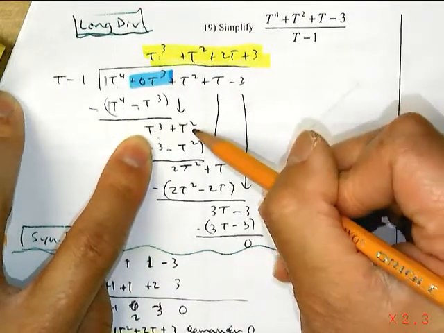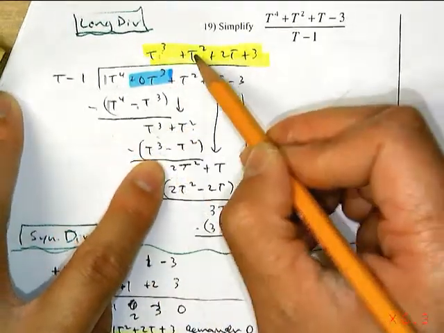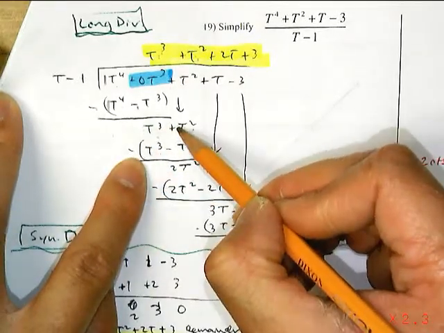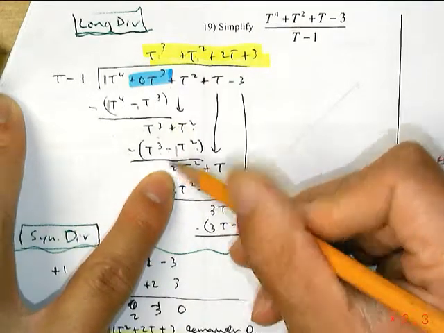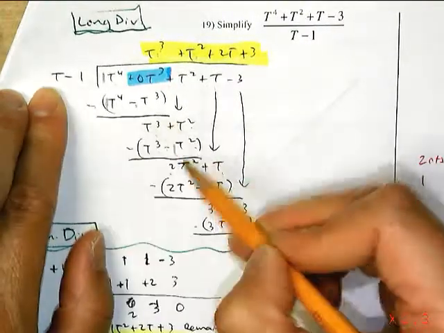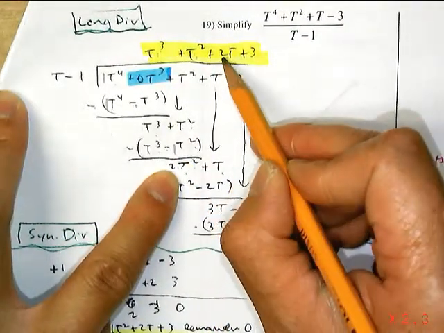Bring down your t squared. t goes into t third, t squared times, multiply. And now we're going to subtract. 1 minus 1 is 0. 1 minus a -1 is a +2. +2t squared, bring this one down, gives you a t. t goes into 2t squared, 2t times. Go ahead and multiply.